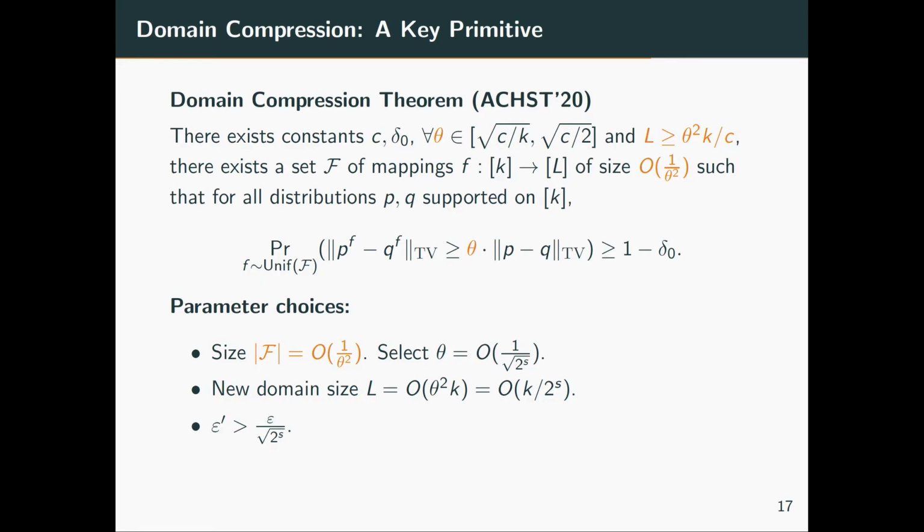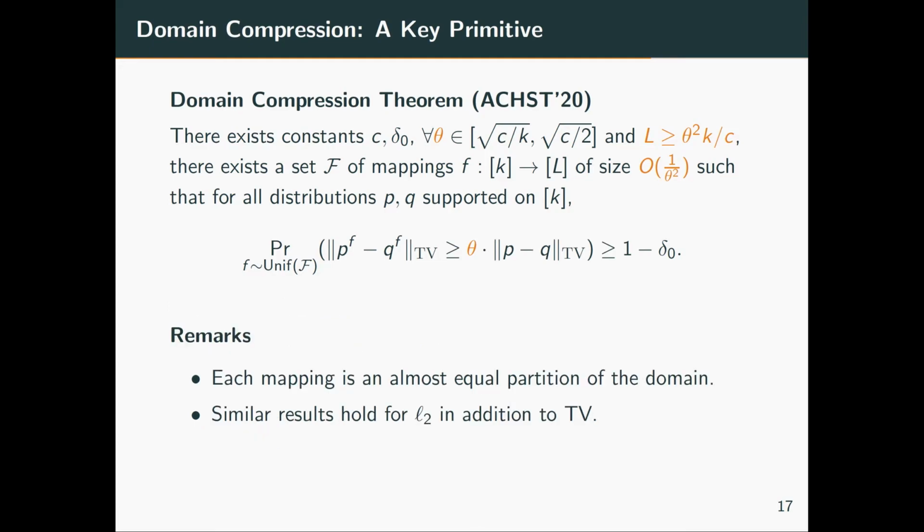Now we have this theorem, how do we select these parameters? First, since we have s bits of shared randomness, and the set is of size order 1 over theta squared, we can select theta to be 1 over square root 2 to the s, so that we can use the s bits of shared randomness to select a random mapping. Now, the new domain size is of order theta squared k, which is k over 2 to the s, and the new distance parameter epsilon prime is now roughly epsilon over square root 2 to the s.